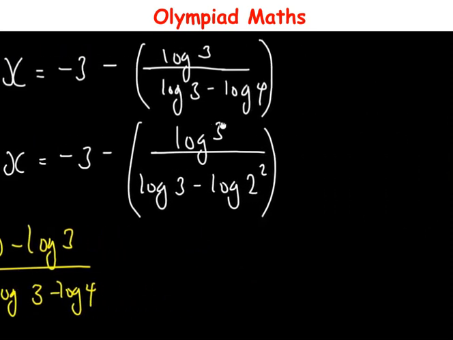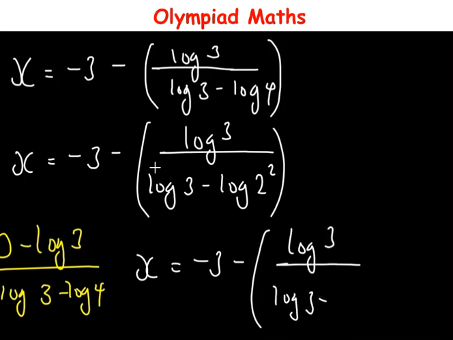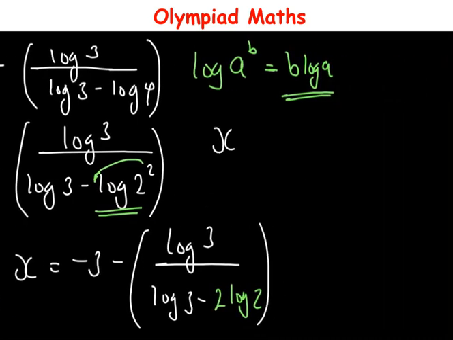From here, the solution for x is equal to minus 3 minus into brackets logarithm of 3 over log 3 minus, applying this rule of logarithm, that if you have logarithm of a raised to power b, this equals b times log a. Applying this right here, power 2 comes to this side, and this becomes minus 2 log 2. So, close brackets, and from here, x is equal to minus 3 minus into brackets.